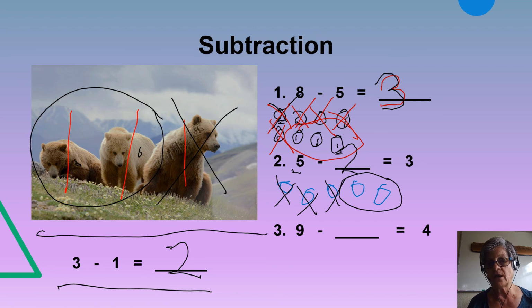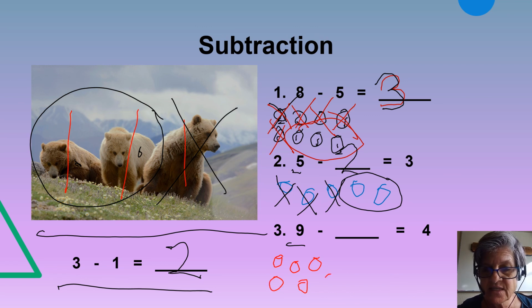It starts with 9, goes take away or minus blank equals 4. Now 9 is the highest number that will be in that number sentence because it's a subtraction sentence. Remember, if you have a subtraction sentence, the highest number will always be the first number. I'm going to make 9 circles. 1, 2, 3, 4, 5, 6, 7, 8, 9.